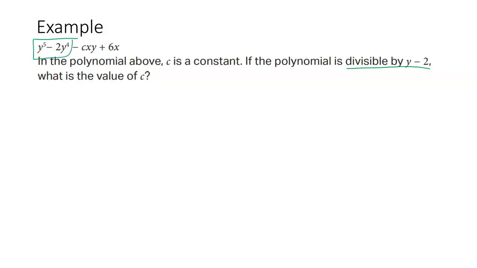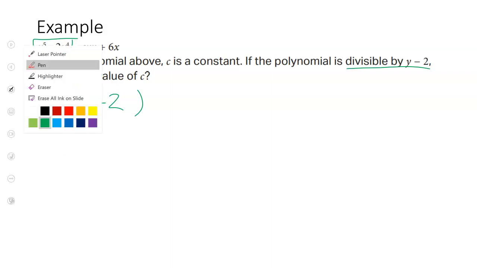So if I look at these two, what's my GCF for my first two terms? Y to the 4th. When I factor out y to the 4th, what am I left with? Y minus 2, which is what I want. Okay? So I know that y minus 2 is a factor because I can factor that out of the first two, and I get y minus 2. Awesome. We're on the right track.